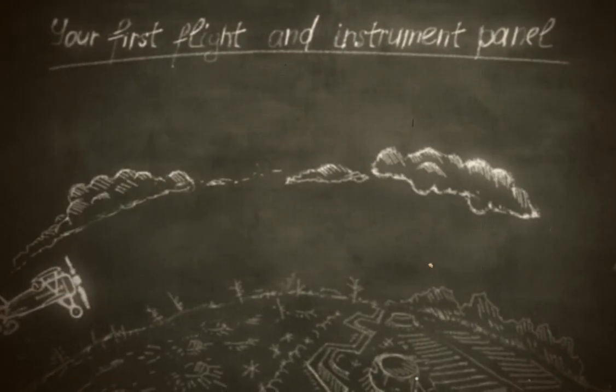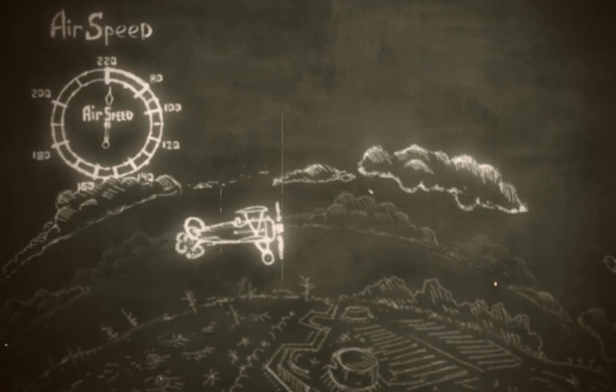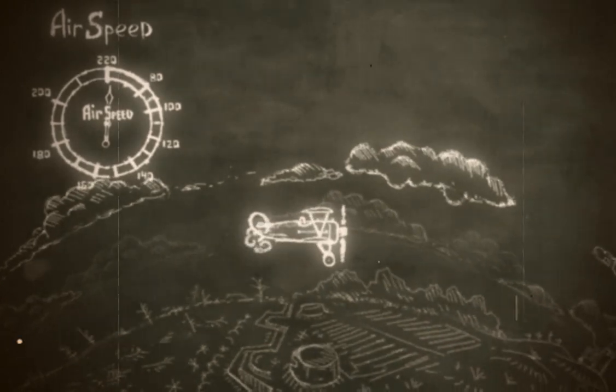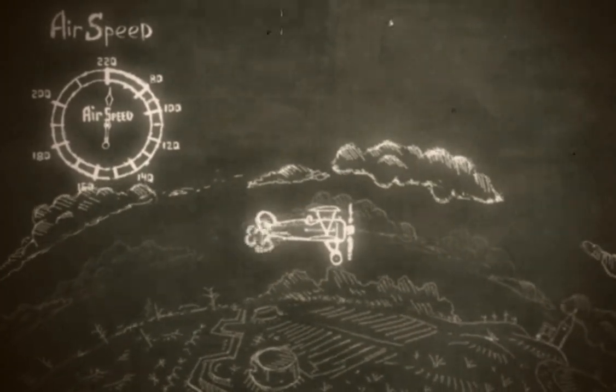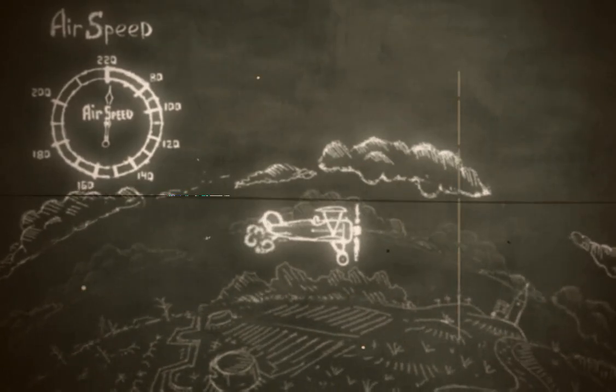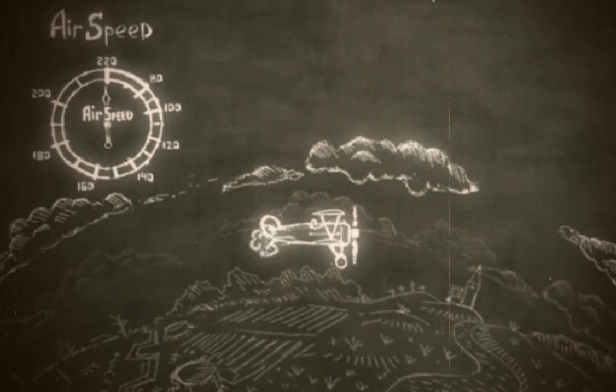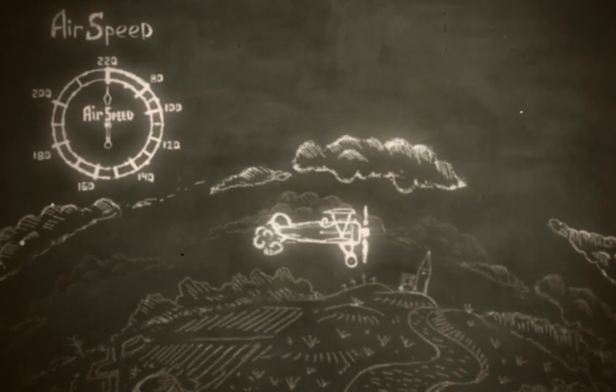So the main gauge is the airspeed indicator. Speed is life for a plane. That's why you have to pay special attention to this gauge. In flight, keep your speed between 80 and 300 kilometers an hour. Later, I'm going to tell you more about speed.